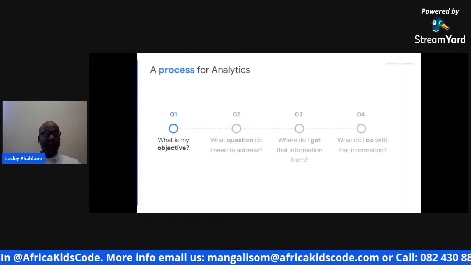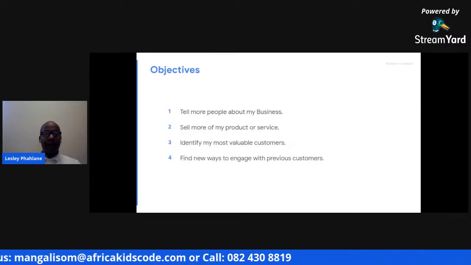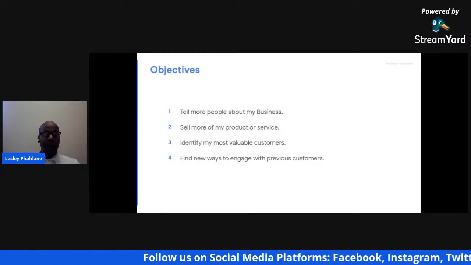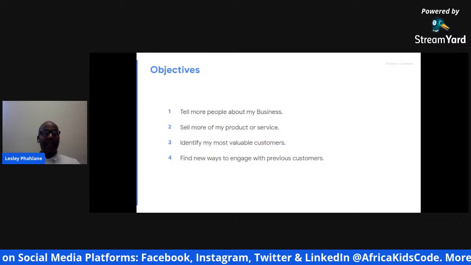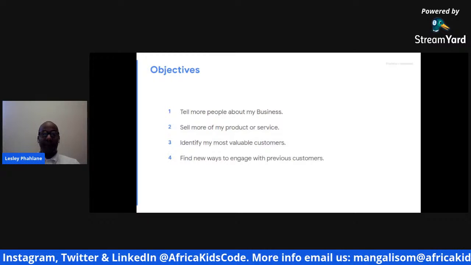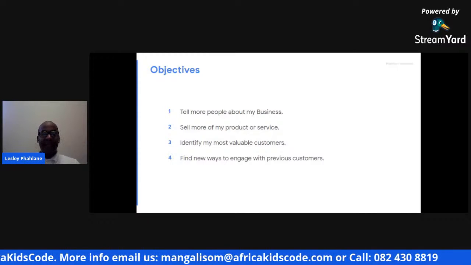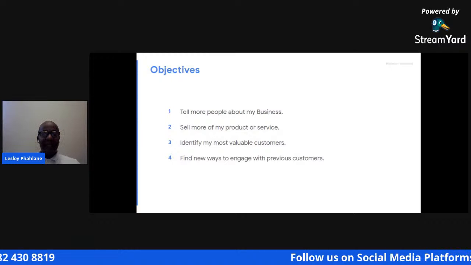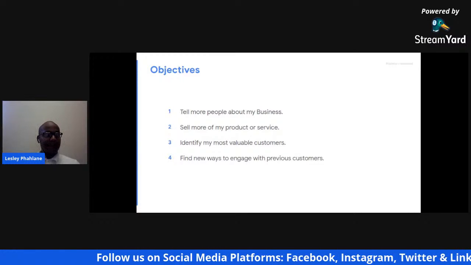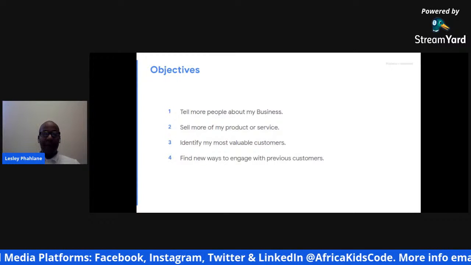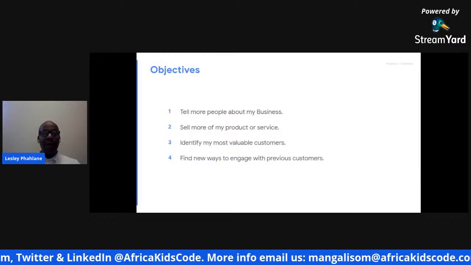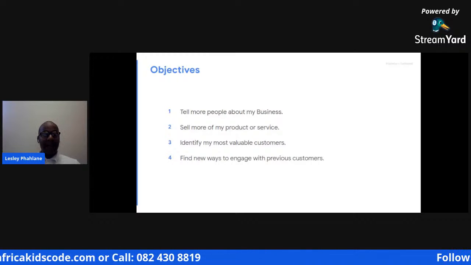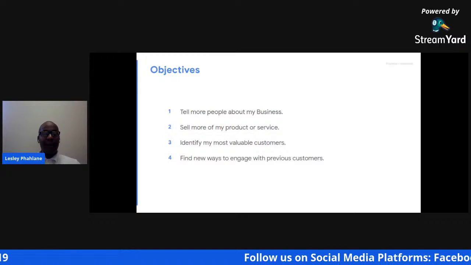So we're gonna take a look at some objectives. Here are examples of objectives we can use. The first one is to tell more people about my business so that they know you exist. The second one is sell more of my products or services. The main reason why you want to start a business is that you can make more sales. The third is identify my most valuable customers, the regular ones, those who always come. And lastly, we're gonna find new ways to engage with the previous customers that have come to us before. Some have returned and some have not returned, so you want to try to find ways to engage with the previous customers.